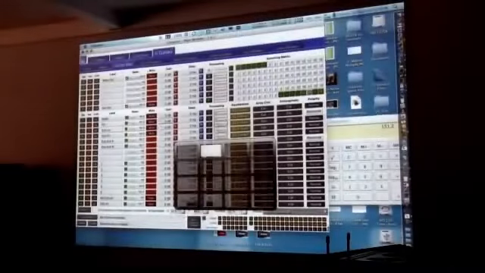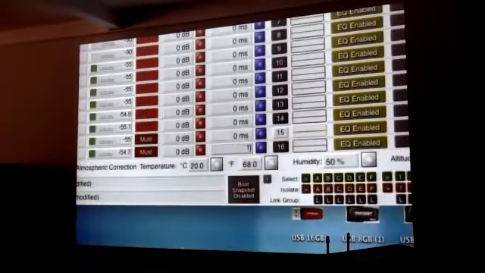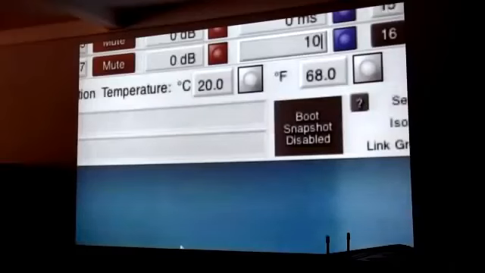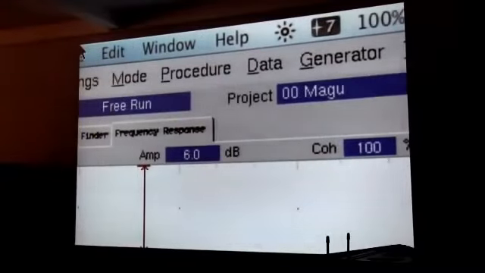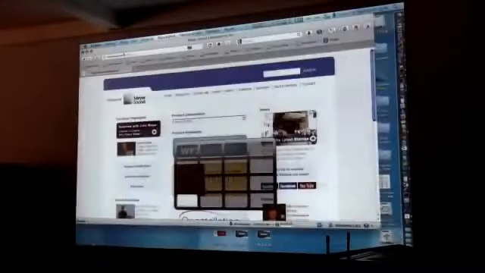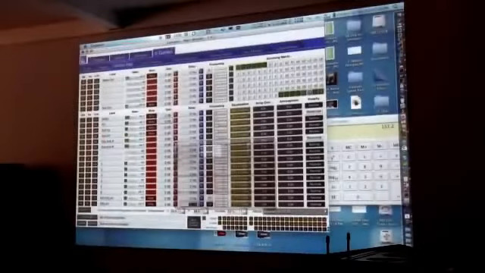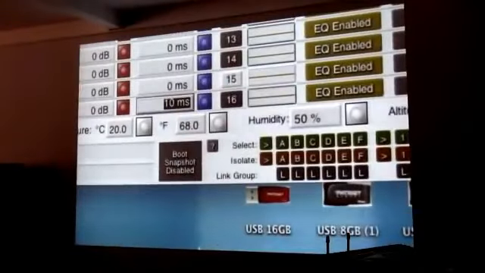But what happens if I do 10 milliseconds? Full cycle. 360 degrees. Summation of 6 dB. But this is 360 degrees out of phase. Why is this 360 degrees out of phase?